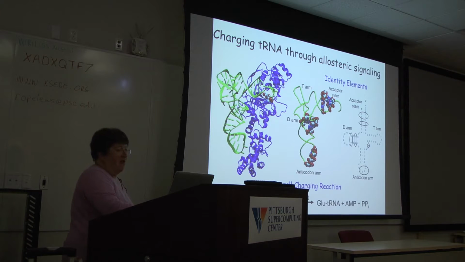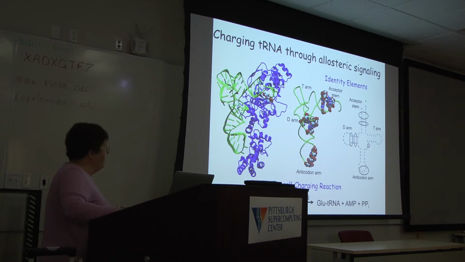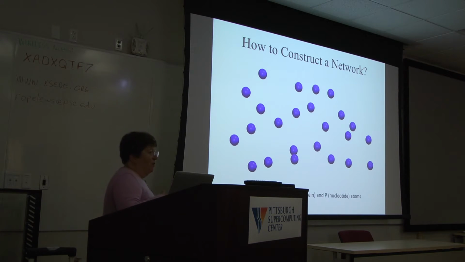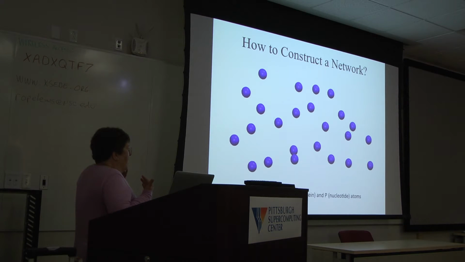It's about 50 angstroms, so how best to describe that signaling? Well, you can think of making a network, and a network has nodes and edges, so where do you put the nodes? In the example I'll give you, we just put them at the C alphas and at the phosphate of the backbone of the tRNA.